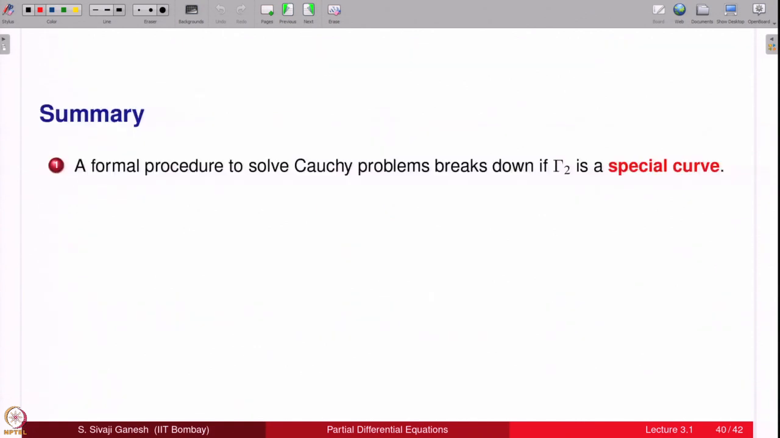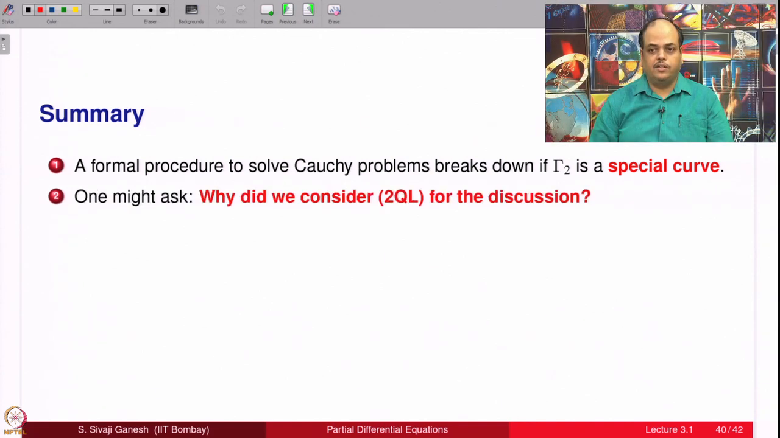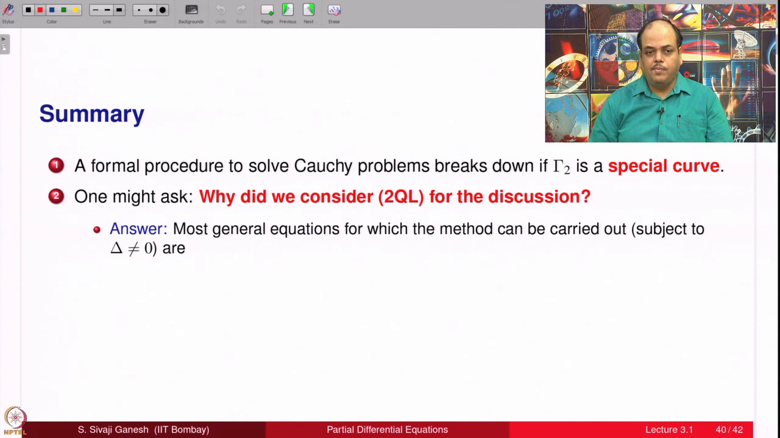So, let us summarize what we did. A formal procedure to solve Cauchy problems breaks down if gamma 2 is a special curve. One might ask, why did we consider second order quasi-linear equations for this discussion? Simply because the most general equations for which the method can be carried out are quasi-linear equations. That is why we have done it for quasi-linear equations. For general non-linear equations we cannot do this.